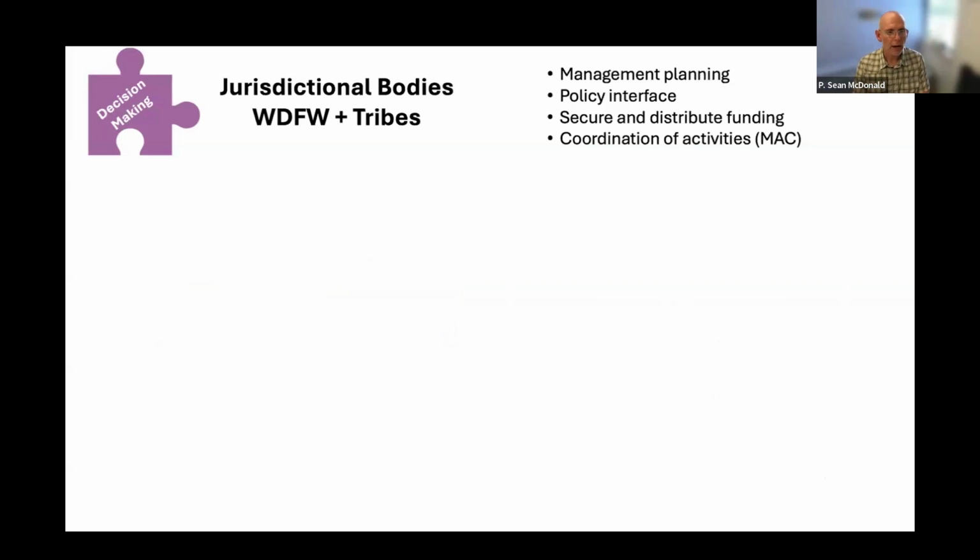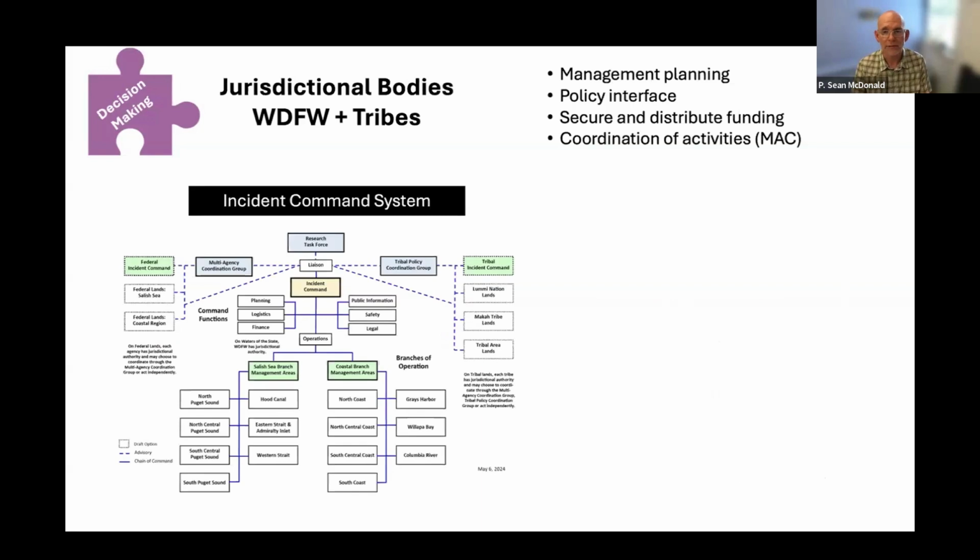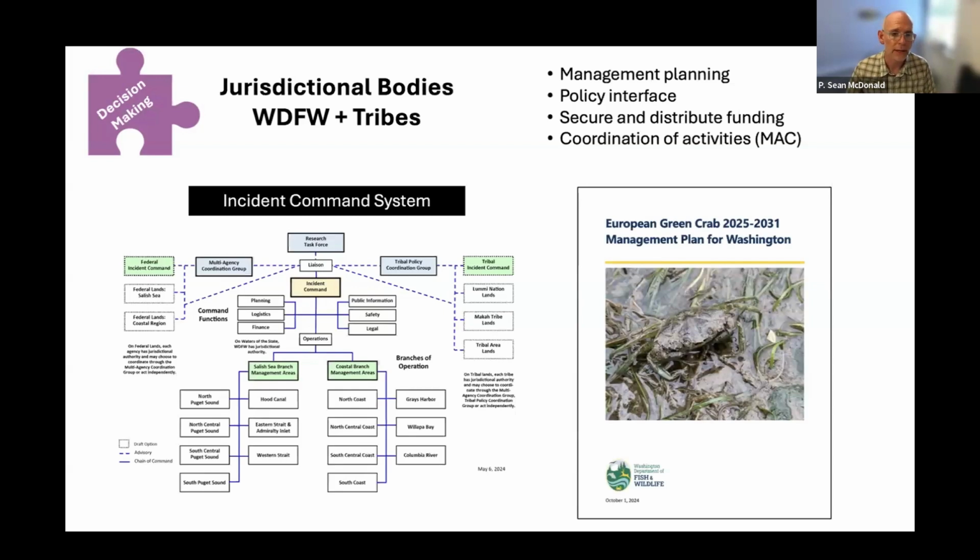So in particular, I want to highlight the development of the incident command system. I'm not going to go into a lot of detail about it because it's very detailed and there's a lot going on there, but I will say it's extensive. One of the really important parts is the formation of the multi-agency coordination group, which includes Department of Fisheries and Oceans representation. So Canada has a seat at the table too. And a more recent product of this work was the development of the European Green Crab Management Plan for Washington state.